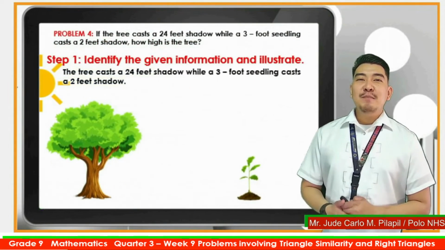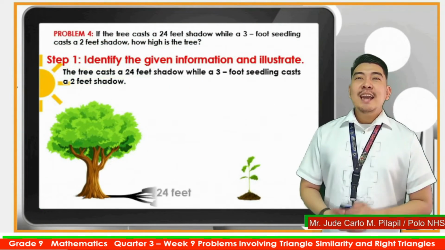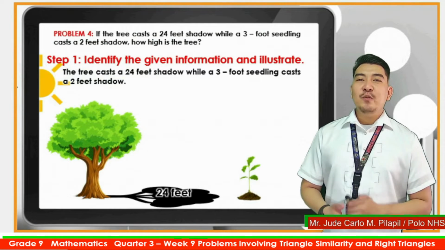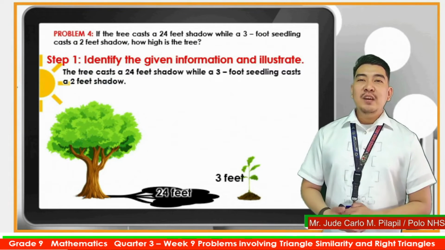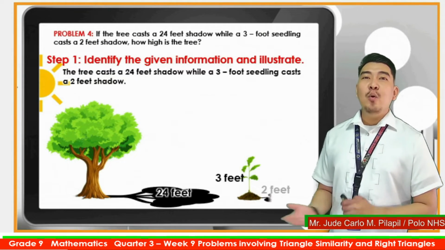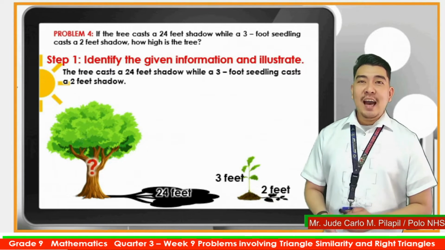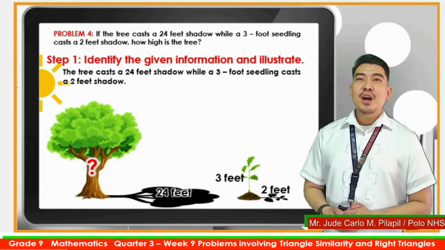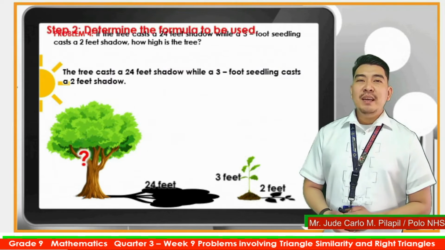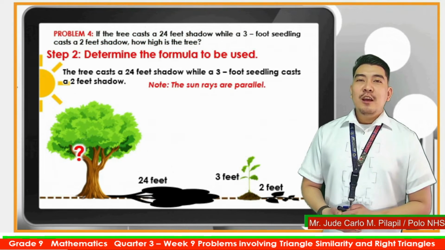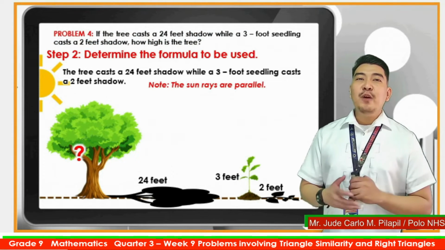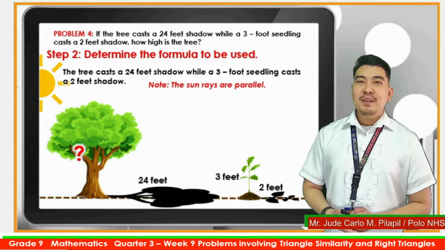Based on the given information, the tree casts a shadow of 24 feet, while a 3-foot seedling casts a shadow of 2 feet. We are asked to find the height of the tree. From the illustration that we made, we should take note that the rays made from the sun are parallel.